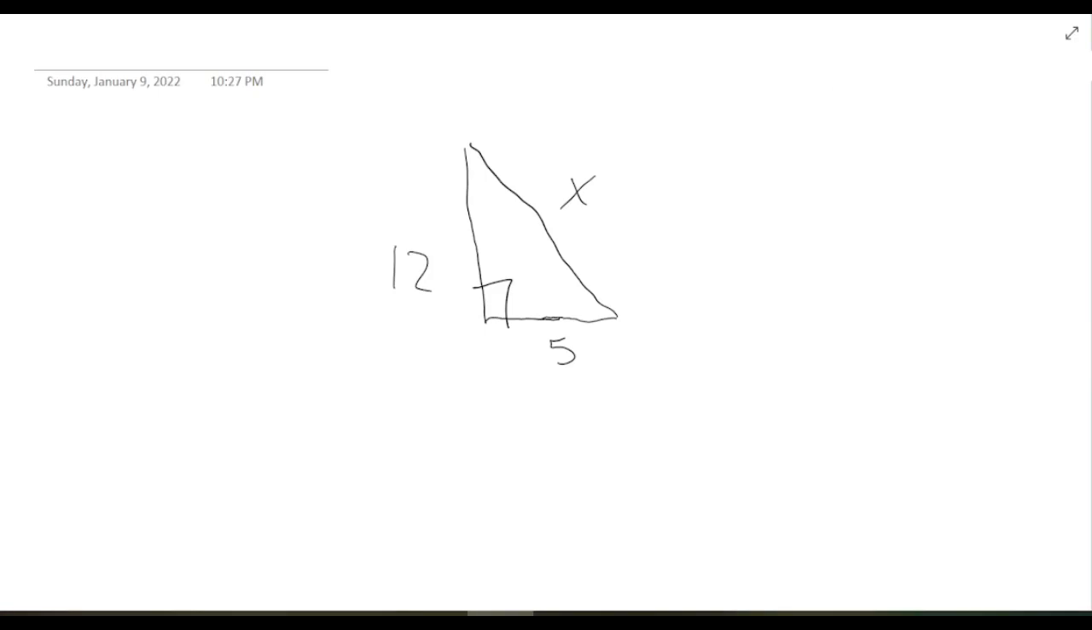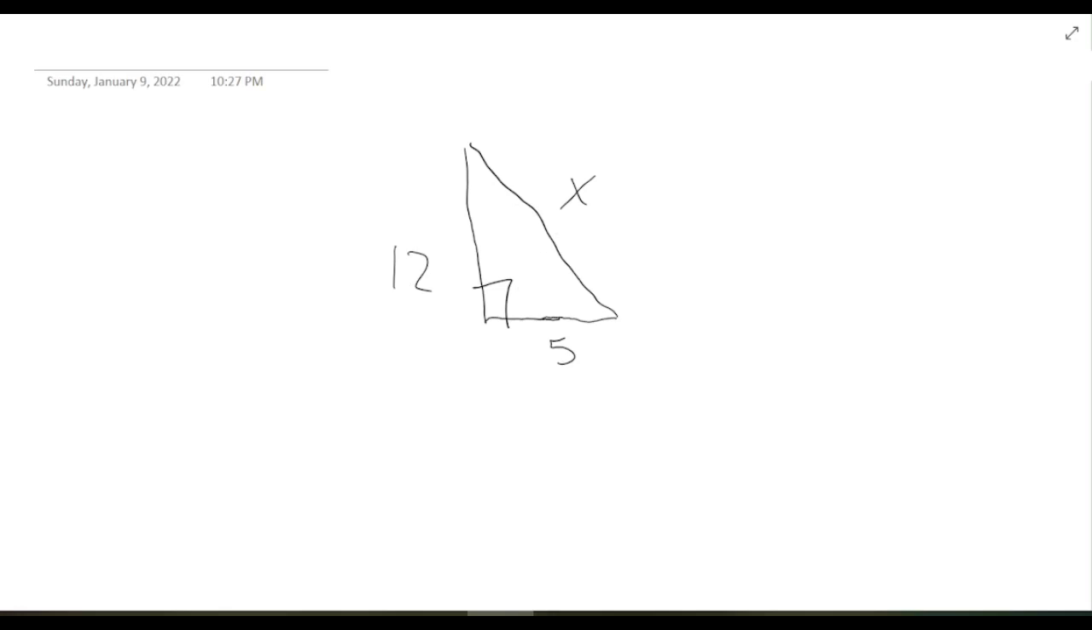Okay, so here we have our second example, right? We have a right triangle right here because it has a 90-degree angle in this corner. And we have two sides, 12 and 5. And the hypotenuse, the longest side here, is x. And we want to find out what x is.